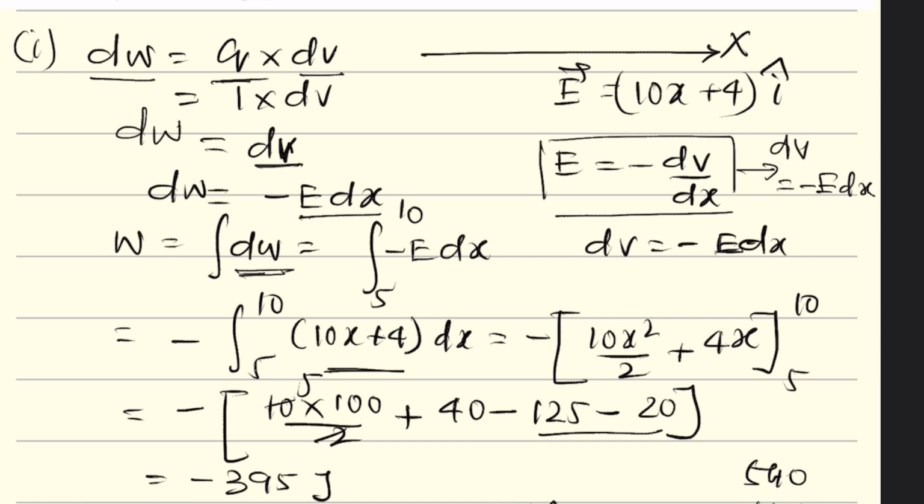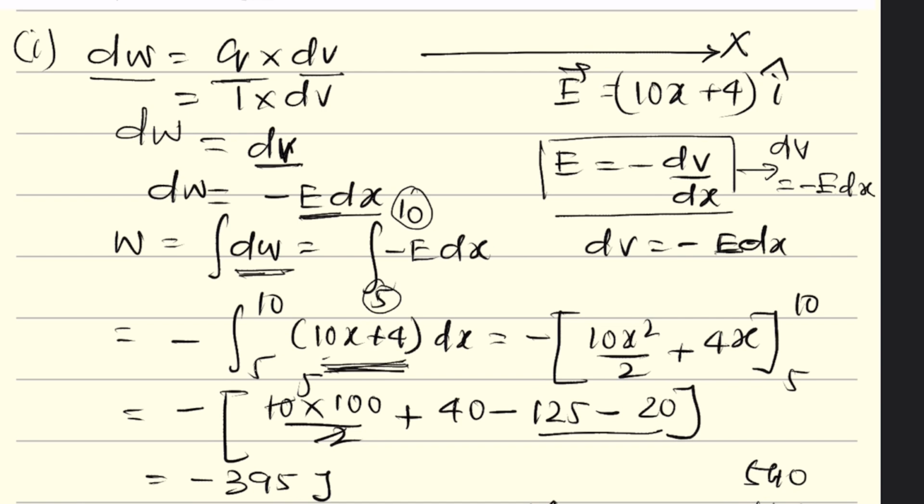Let us put the value of E here. E is equal to how much? E is 10x plus 4. This is the value of E. And from what to what? Only x is changing, in the direction of i we are moving, correct? So the limits of this integration are 5 to 10. So 5 to 10 we have to shift it, correct?